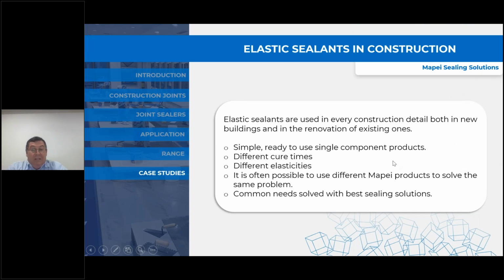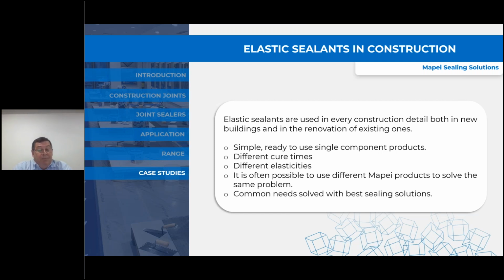And talking about the sealing solutions, the elastic sealants are used in every construction detail, both in new buildings and also in the renovation of existing ones. They're simple and easy to use, and they're all single components, so there's no mixing required, no wastage. They have different cure times, they have different elasticities, and it's often possible to use a number of different Mapei products to solve the same problem. It's a matter of looking at all of the benefits of each of the different products, whether you want a fast cure or a slow cure, and picking the one that suits your application best.